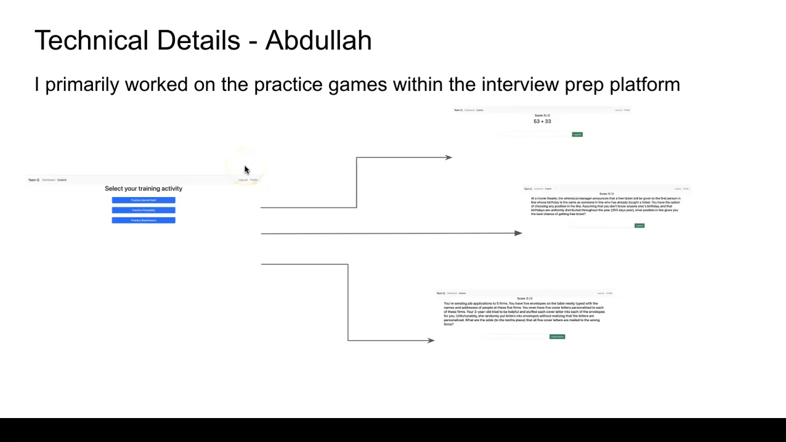Hi, my name is Abdullah, and today I'll be covering the technical details of my implementation within the quant trading interview game, as well as some of the challenges I faced during the process.